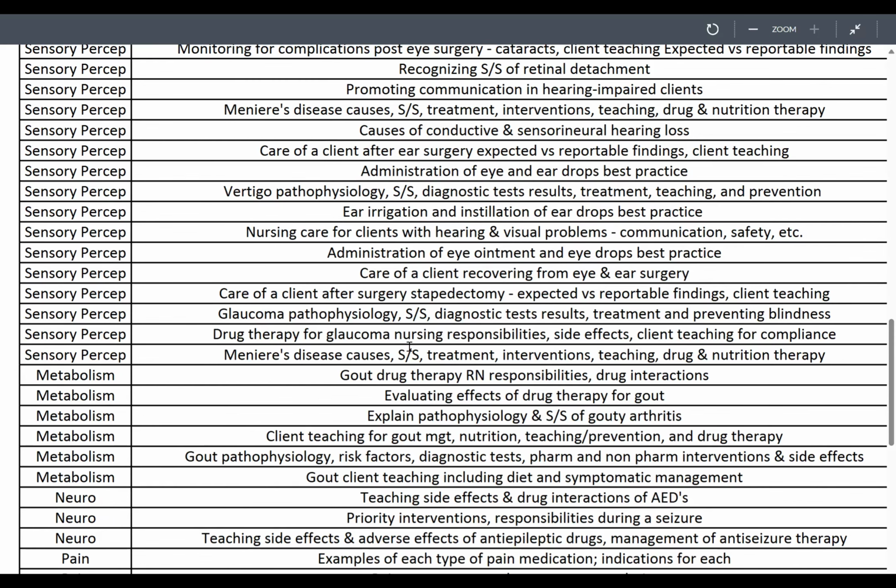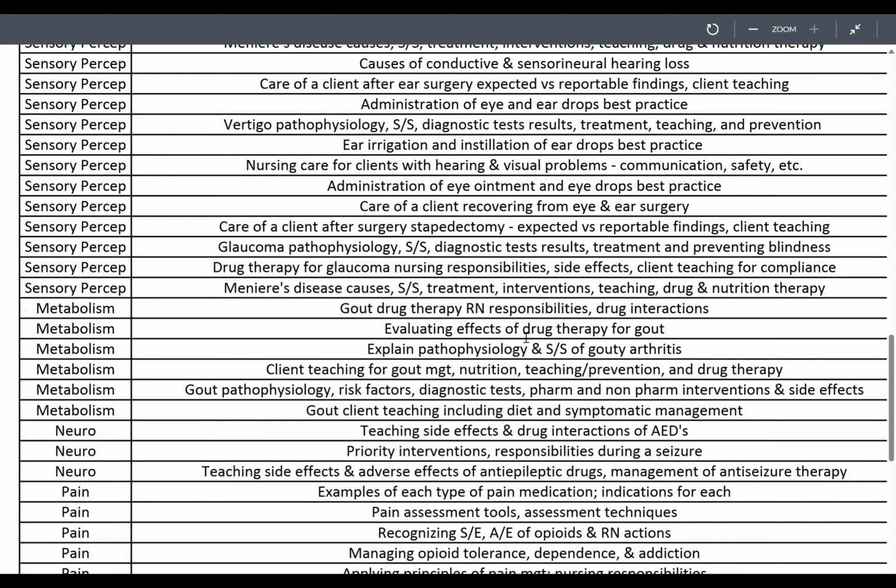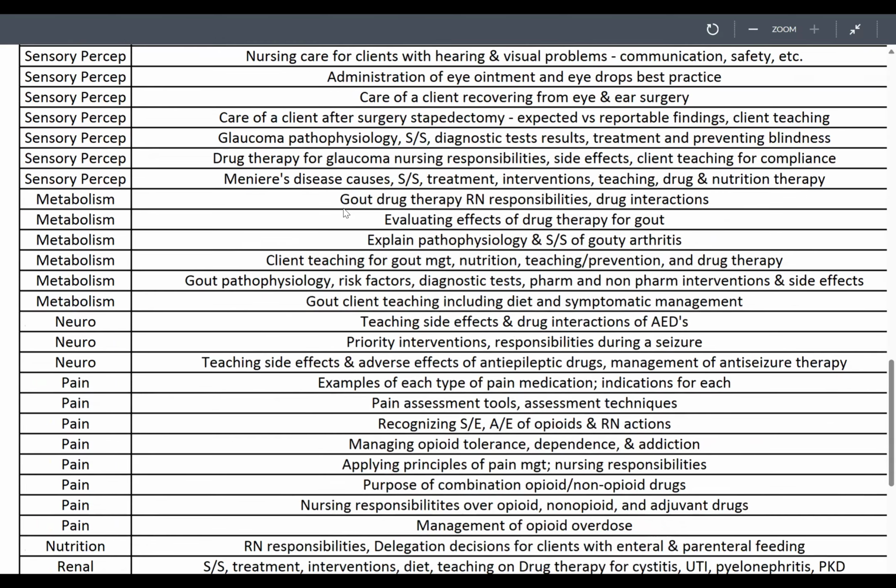Glaucoma. Okay, so teaching, and then especially on the medications, the eye drops. For gout, this may be a very short topic, but there are at least 7 questions. Okay, I think I counted 7 questions on gout alone. Most of them on medications, diet, and client teaching. But I guarantee there's at least 4 medication questions on gout.